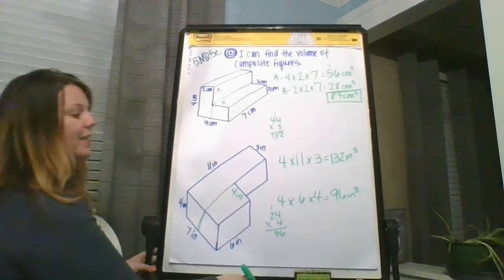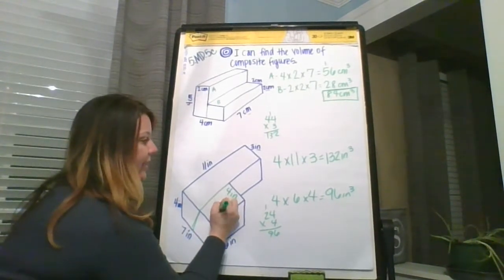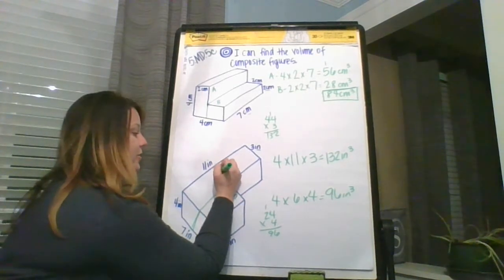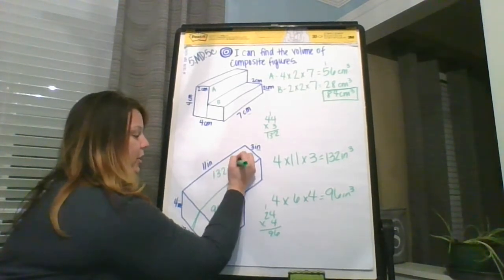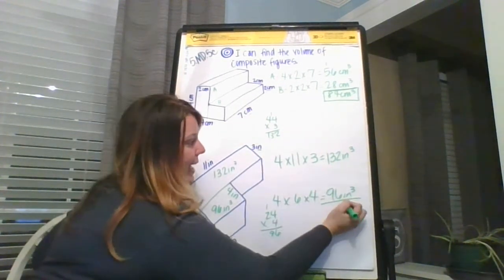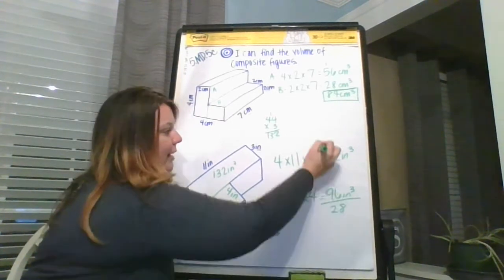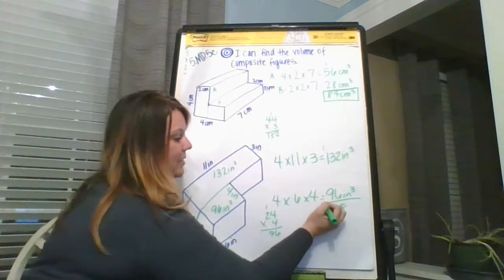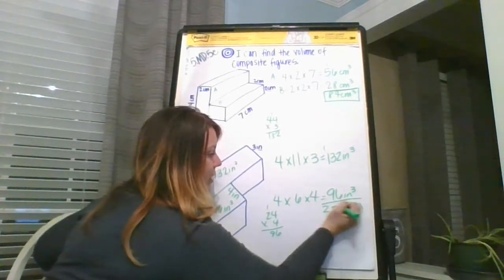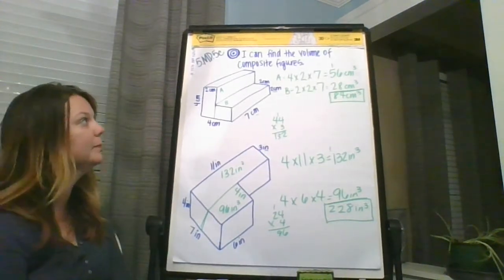All right, so to find the entire volume of the composite shape, I add together the 96 inches cubed with the 132 inches cubed to get the total volume of, let's see, 6 and 2 make 8, 9 and 3 make 12, carry my 1, 1 and 1 makes 2. 228 inches cubed for the volume of this composite shape.